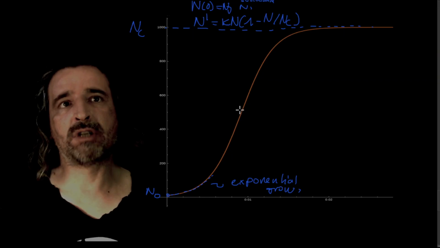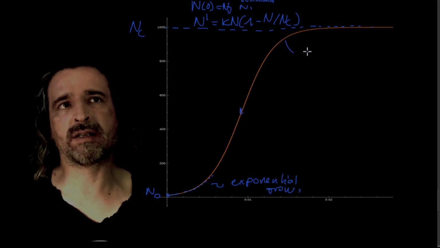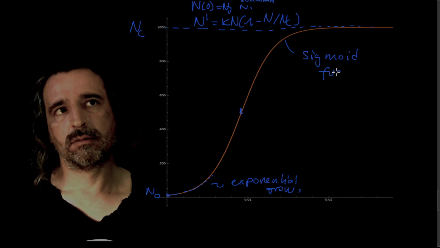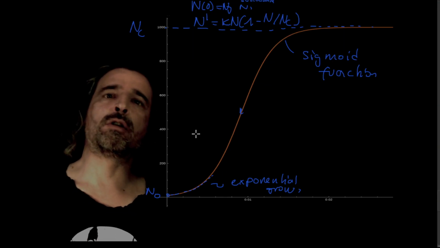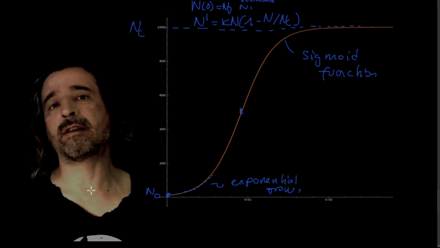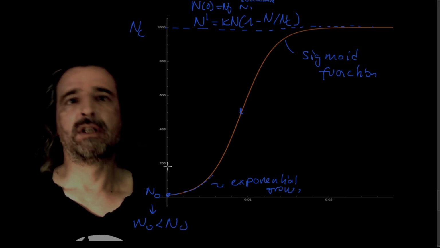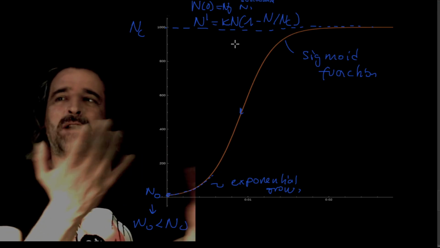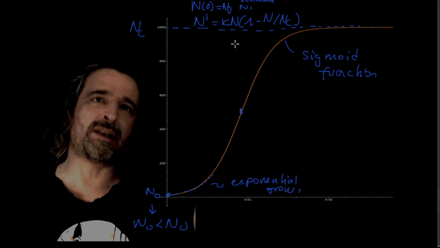But then about here, it's kind of slowing down, and this is the typical sigmoid function, or a logistic growth function. So here we start with n naught less than the carrying capacity, and it increases to the carrying capacity because there is available food or something, so they reproduce to the limit they are able to.